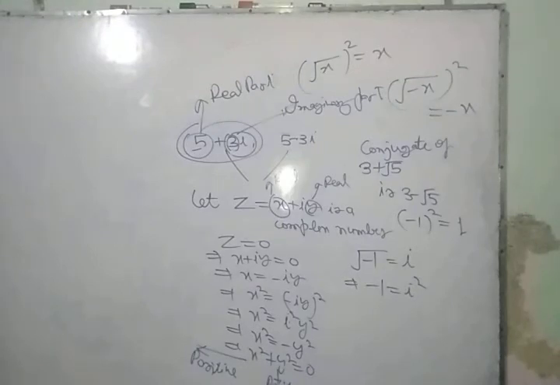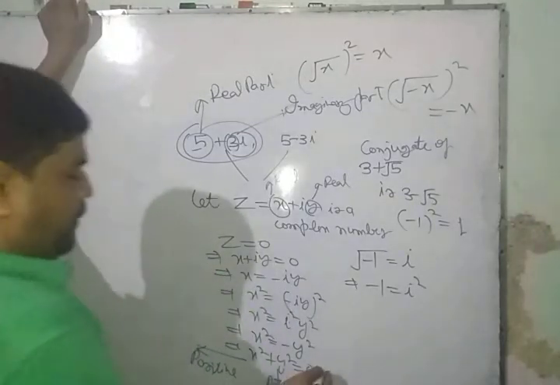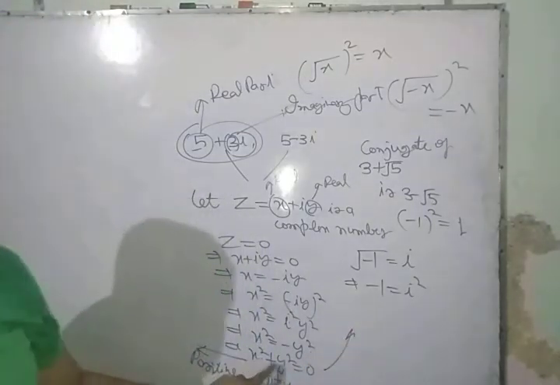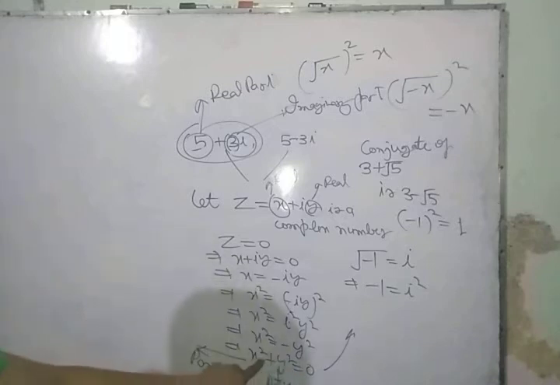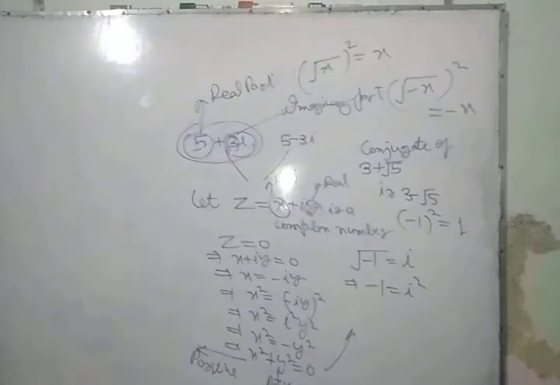किसी भी real number का square हमेशा positive होता है. तो x square भी positive, y square भी positive. So when x square and y square both are positive, and you are adding them, there is a sign of plus between them. So can the sum of any two positive numbers be equal to 0? You will say no.